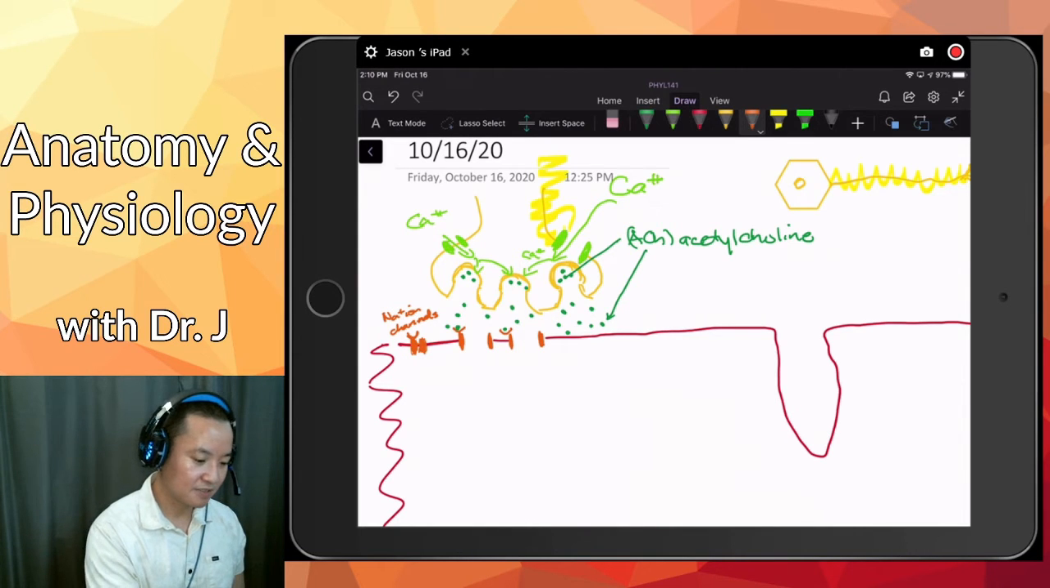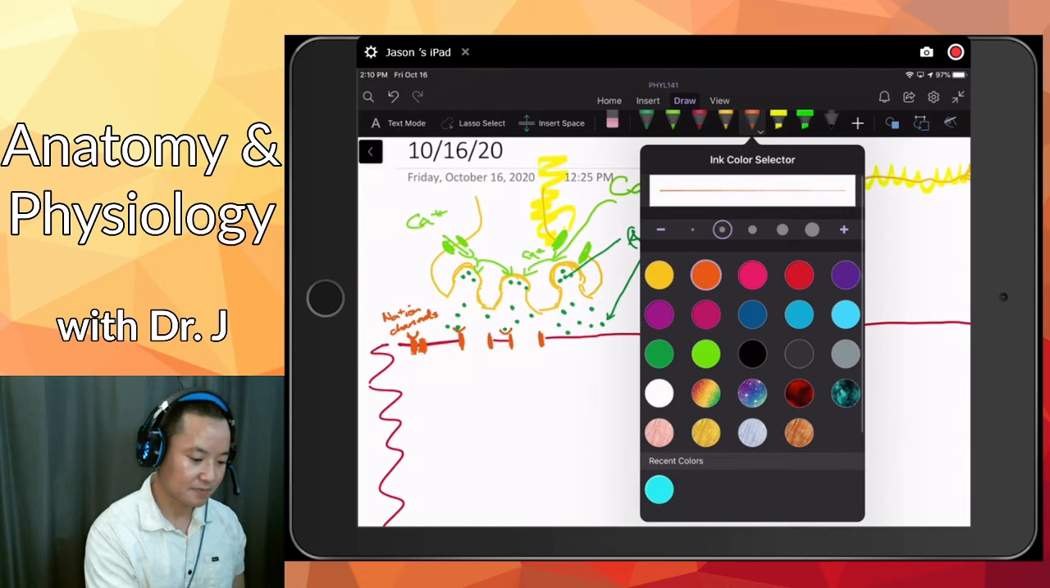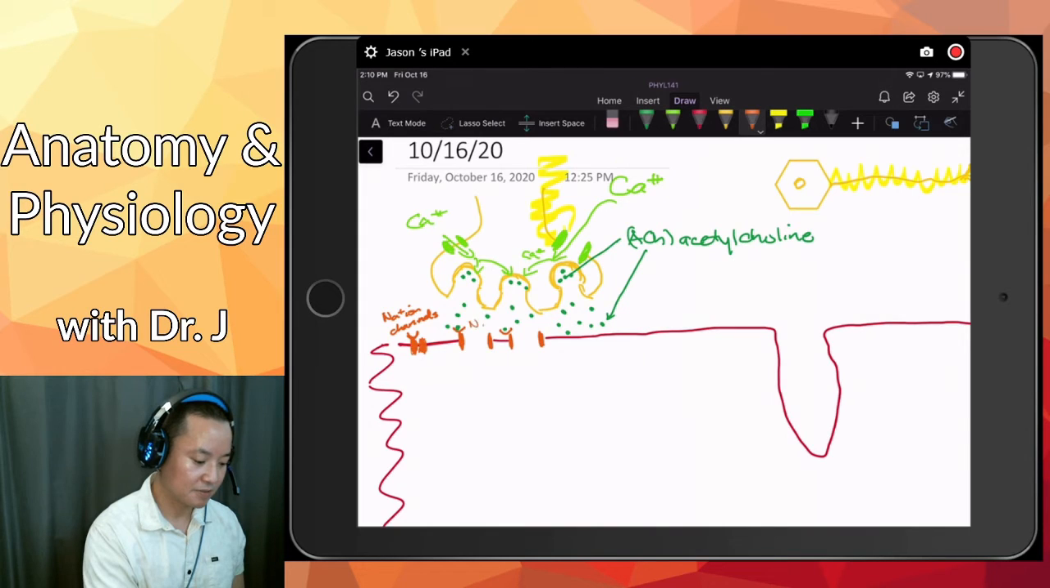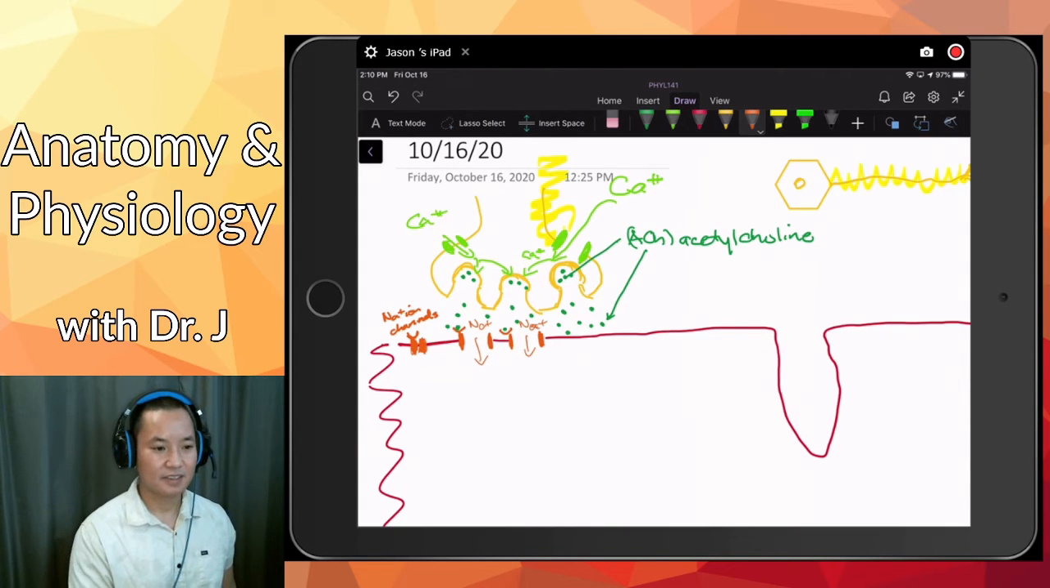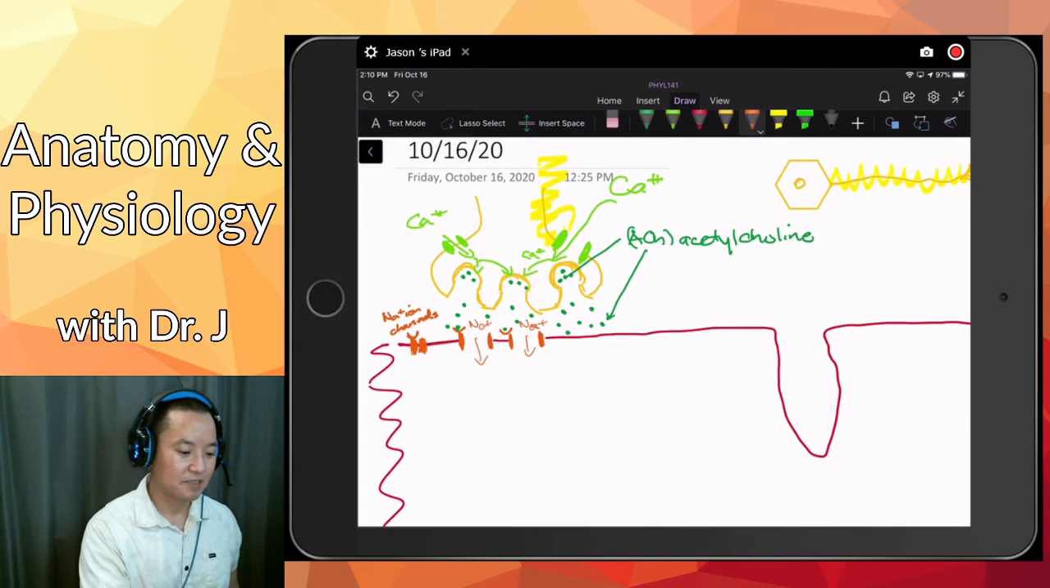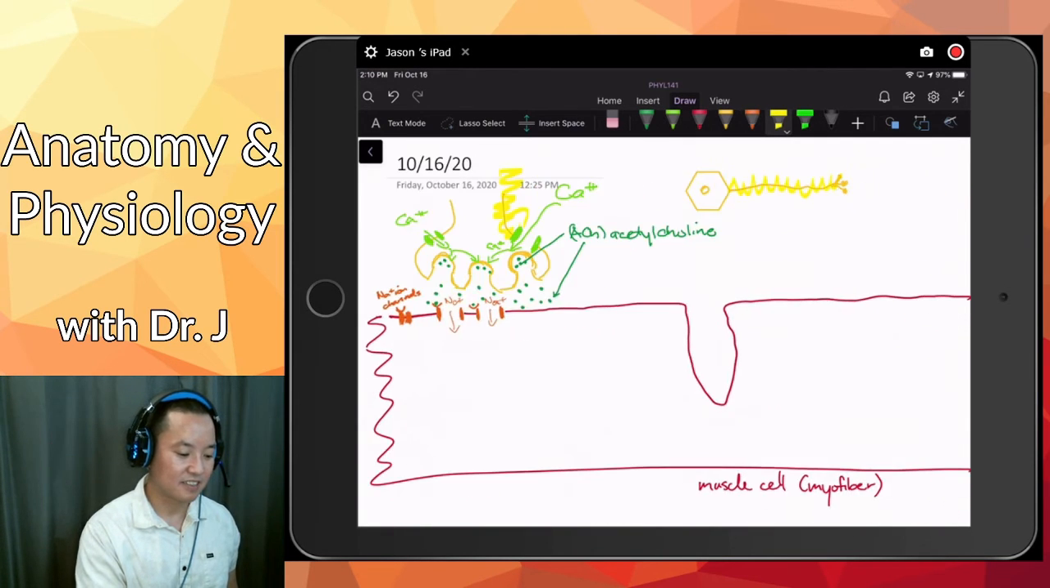So all this sodium is now going to rush into the muscle cell. Now, why is this important? Well, when we talk about action potentials later on, you'll know in more detail why sodium triggers something. But what sodium does is it causes these action potentials in a muscle cell.